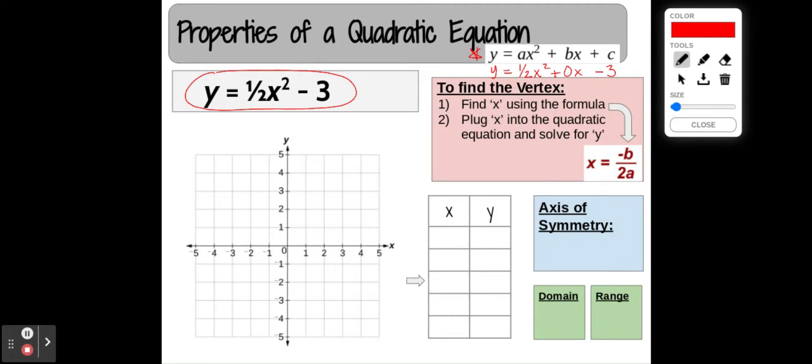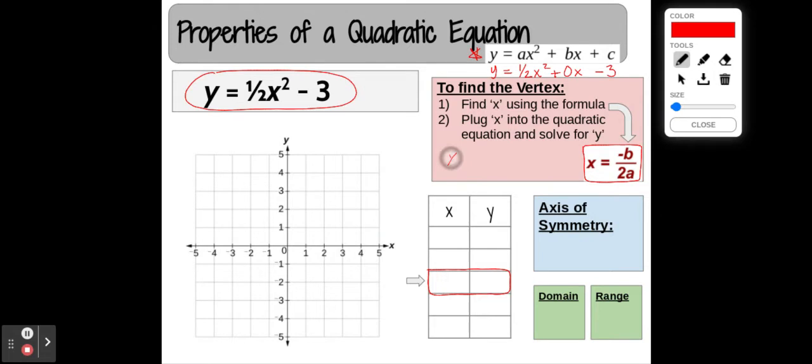points. It's generally really good to have 5 points, one being your vertex point, and we want to find our vertex point first. And I just put that point right here in the middle of the table because remember that's kind of the middle point of your parabola. So in order to find the vertex, we can use a formula, and that formula is right here. X is equal to negative b over 2a. That formula is going to give us the x coordinate of the vertex.